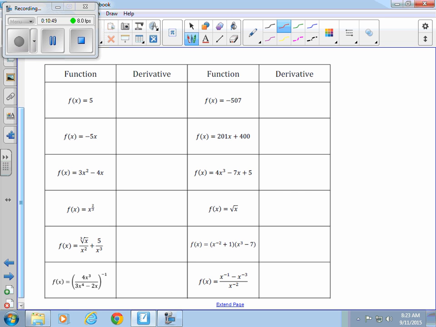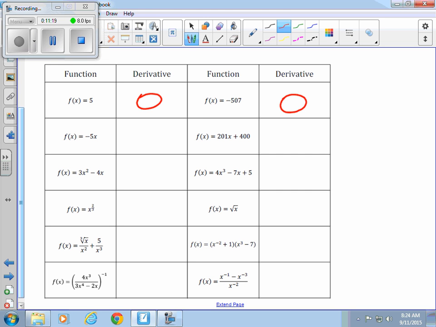I better go through. Okay, you ready? What's the derivative of 5? Why? Right. Slope of 5 is 0. That's okay if that's the way you think of it. But if you do choose to use the power rule, it doesn't work. It's probably overcomplicating it. The derivative of negative 507. Okay. Any constant, the derivative is 0.